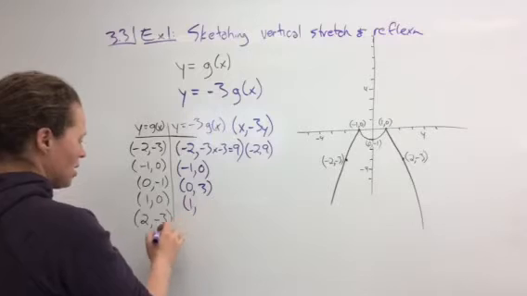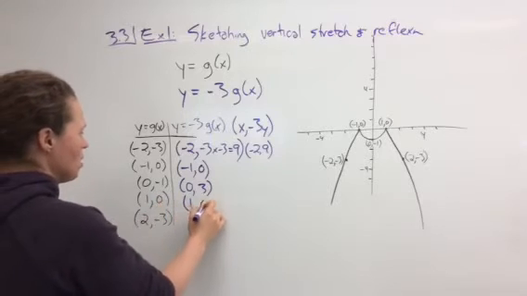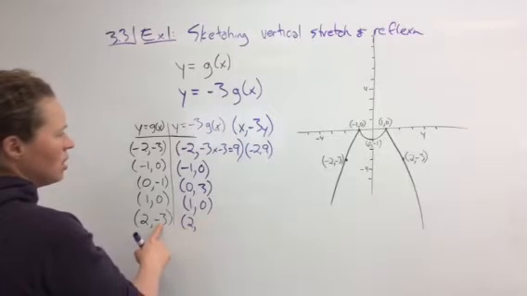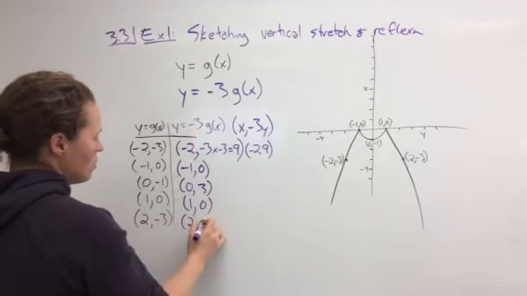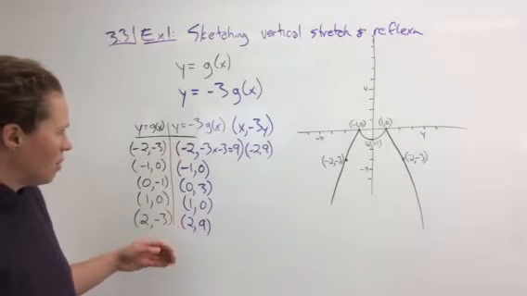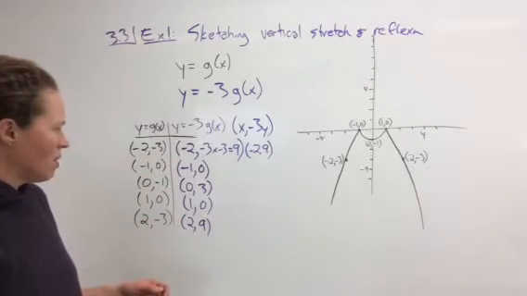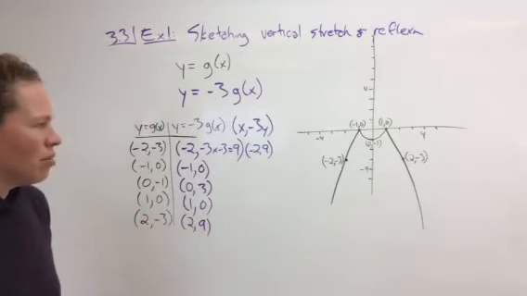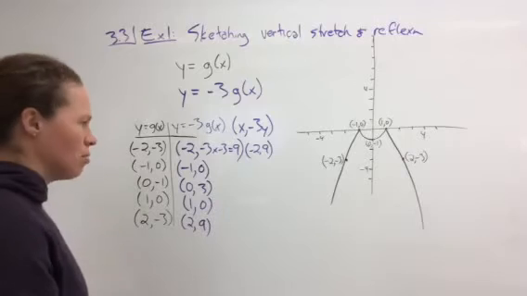And x stays the same. 0 times, no one cares, it's 0. This one stays as 2. -3 times -3 gives me 9. So looking at these points, it makes sense that I'm going to have the same value because I've got this 9, 0, 3, 0, 9 pattern, so it should be comparable.